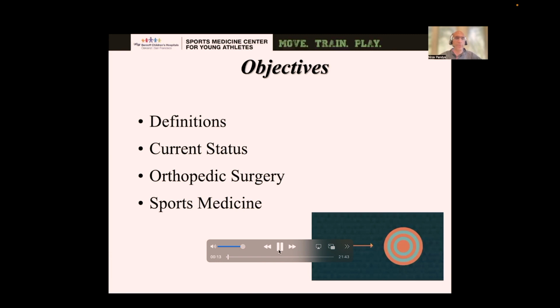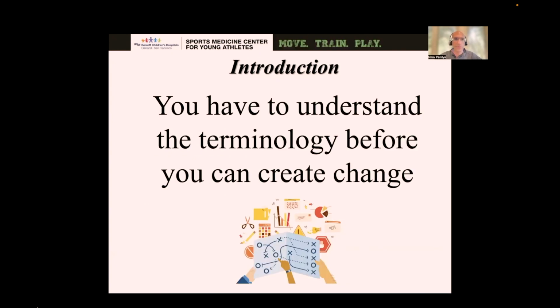I'll be talking about identifying and reducing care disparities in pediatric sports medicine. So really the goals of the talk are going to be fourfold. Number one, it's really important to talk about definitions. What are some of the terminology and terms that are used when talking about healthcare disparities? What's some of the current status in terms of our current workforce and the way in which healthcare disparities manifest? And then we'll specifically talk about orthopedic surgery and then definitely dive into pediatric sports medicine.